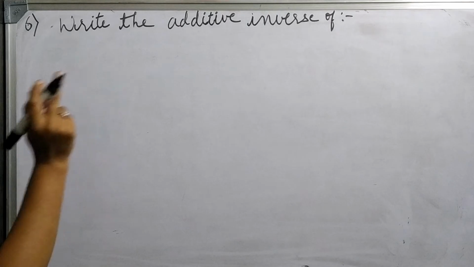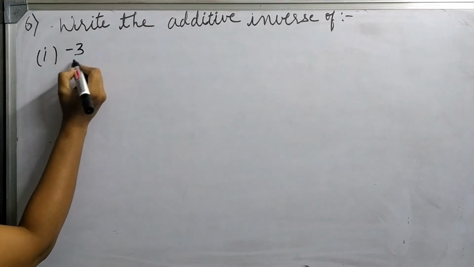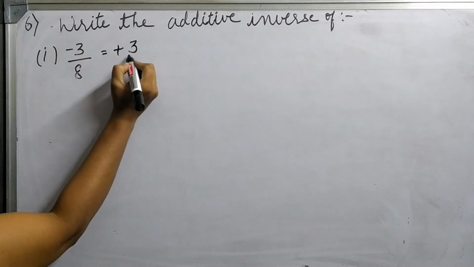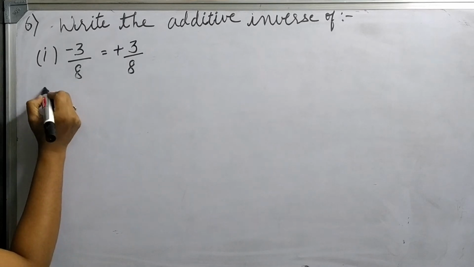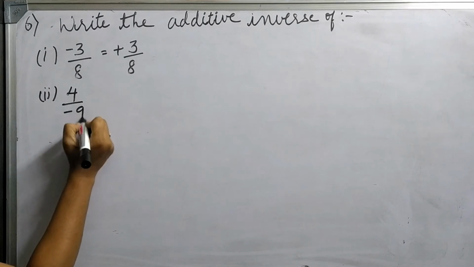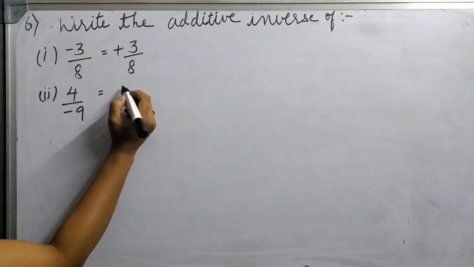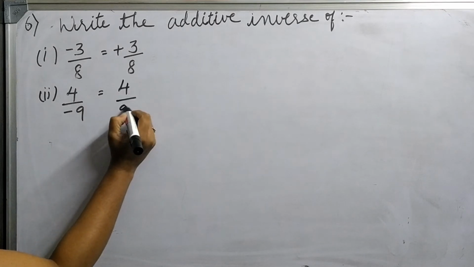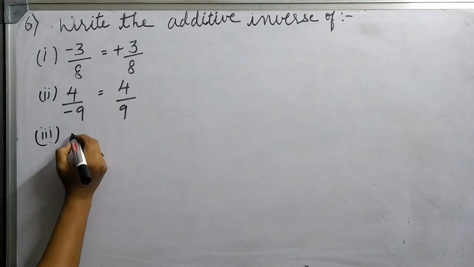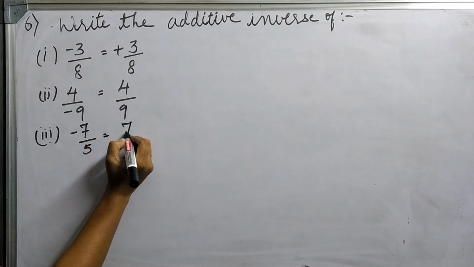So we have to write the additive inverse of the first one, minus 3 by 8, which is plus 3 by 8. Second one, what is the additive inverse of 4 by minus 9, which is nothing but minus 4 by 9, so the additive inverse is 4 by 9. Third one, what is the additive inverse of minus 7 by 5? It is plus 7 by 5.